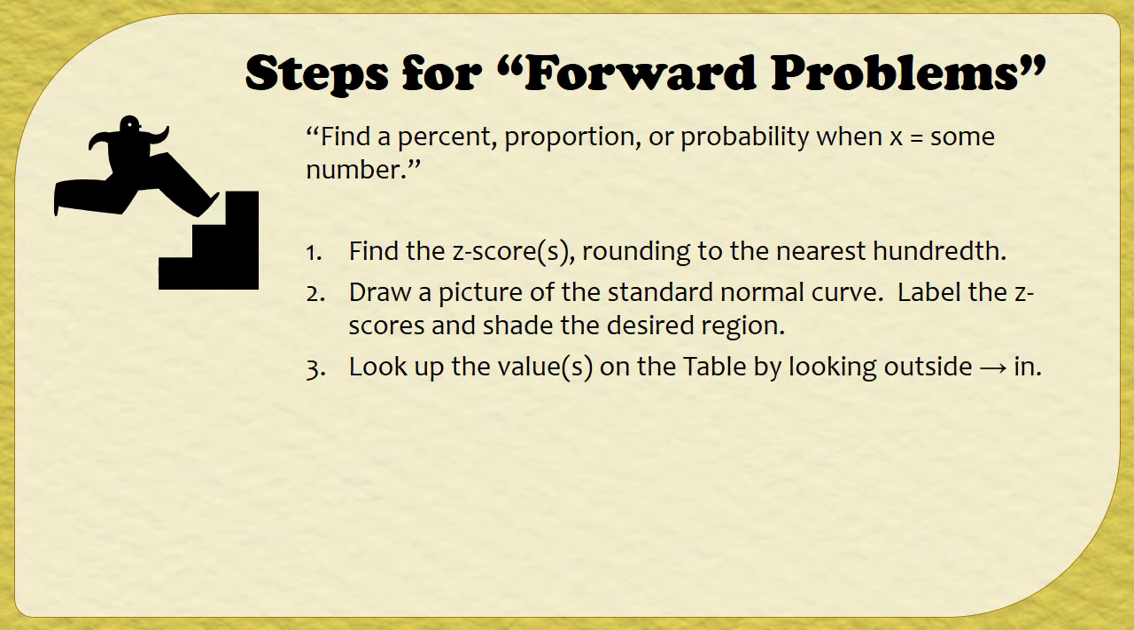The third step is to use the table, and we're going to use it the way that we were just doing in the previous examples. We're going to look on the outside row and column, see where they intersect on the inside of the table, and that will tell us an area.